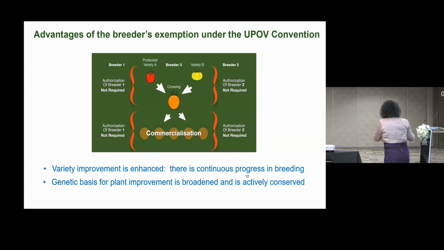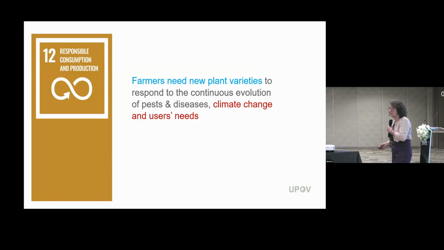So this is, for example, in the case of tomato, we have some videos that explain how thanks to the breeder's exemption and the encouragement of the development of new varieties, there has been a diversity of varieties of tomato. So this is back to one of the misunderstandings. Breeders want diversity. Breeders need diversity to continue breeding.